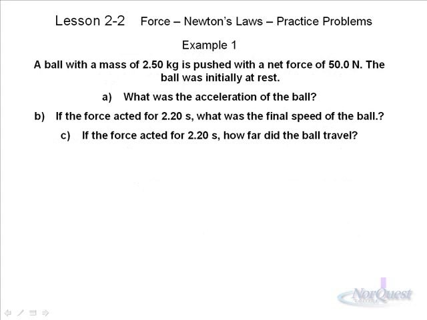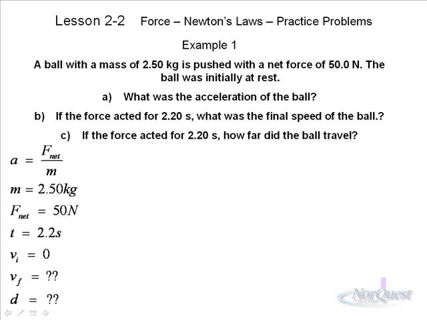So the first problem that we'll look at is a simple example. A ball with a mass of 2.5 kilograms is pushed with a net force of 50 newtons. The ball was initially at rest. What's the acceleration? For that we can use Newton's second law. Once we know what the acceleration is, then, given the time of 2.2 seconds, what's the final speed and how far did it travel? So we're combining Newton's second law with our kinematic expressions from earlier.